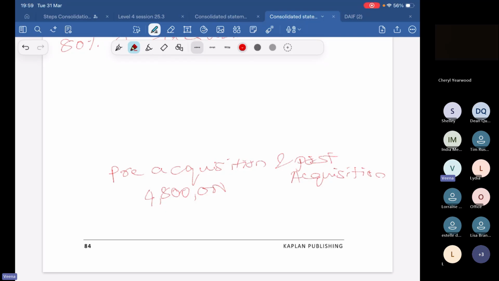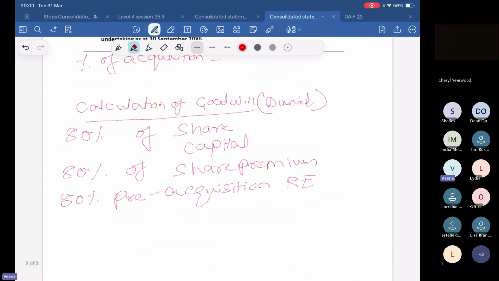Okay, so I'm going to show you first of all what is the value of the assets taken over against what have they paid. Then comes your goodwill. Okay, so first of all, I'm going to see what is the value of the assets taken over. Okay, value of assets taken over. So this is what I'm trying to find out.